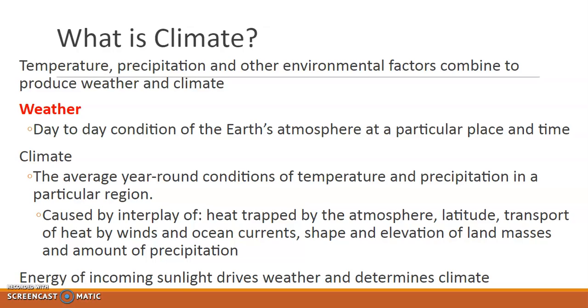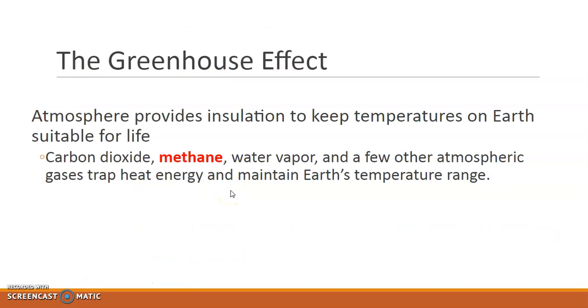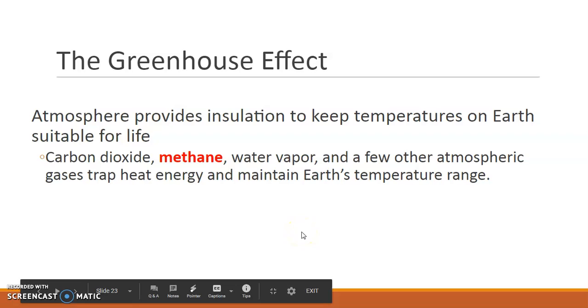So this has to do with the heat trapped by the atmosphere, latitude, transport of heat by the wind and ocean currents, shape and elevation of the landmass, like if they're mountains or if it's a valley, and the amount of water or rain we get, or snow, depending on where you are. The energy of incoming sunlight drives the weather and then determines the climate, depending on where it is, like that location.